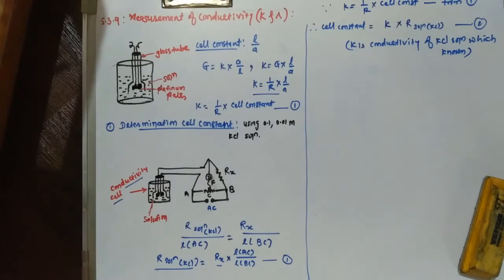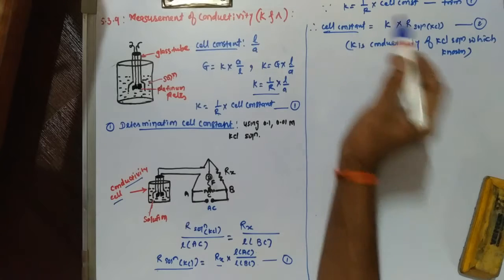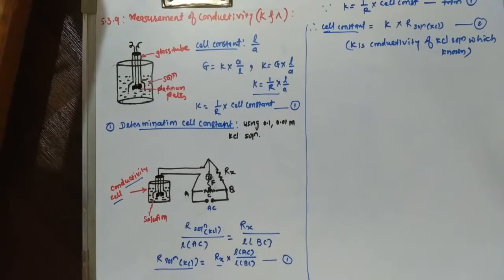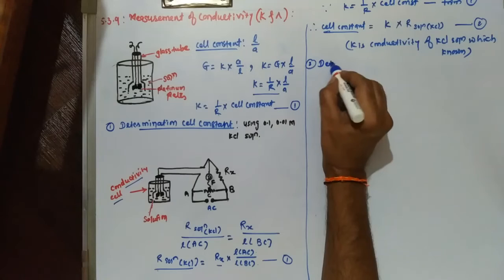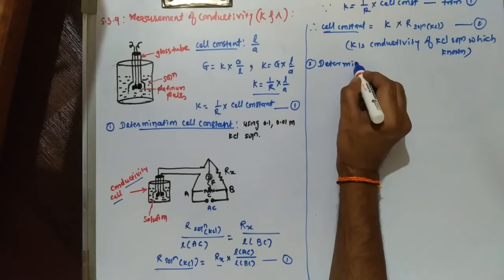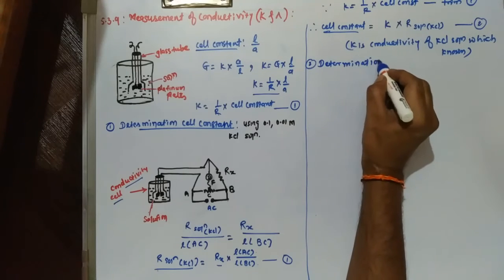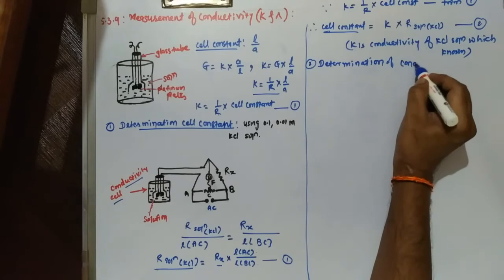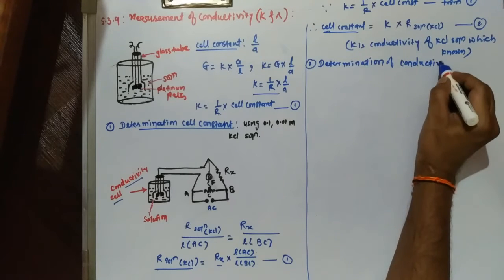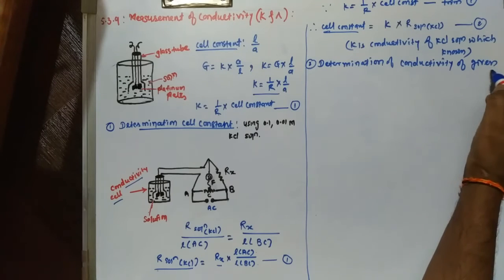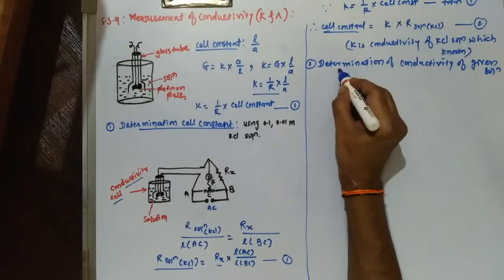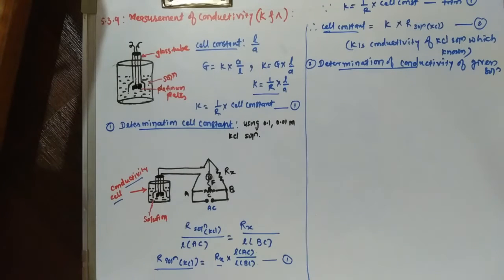Okay, so in this way we can find out the cell constant. Now the next step is determination of conductivity of given solution. The second step is determination of conductivity of given solution. Okay, so this is the second step.